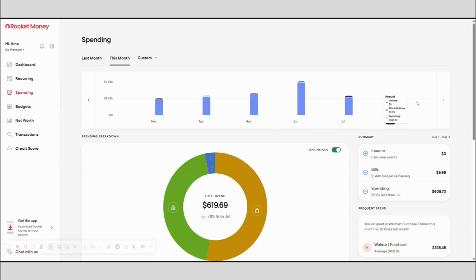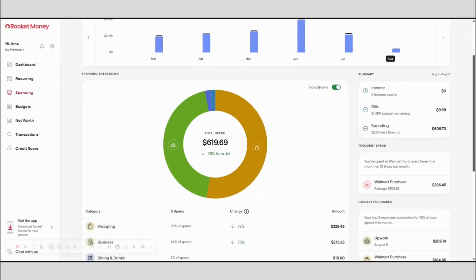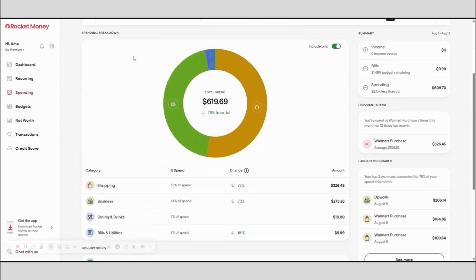Of course, this is just a demo account for me. It doesn't really show you everything that you would probably see more, because you should hopefully link all of your accounts. So this is where you get an overview of how you are tracking each month in terms of your spending. Now, right over here, you have your spending breakdown. This is where it's breaking down your spending by categories that you've kind of set for yourself. And I will show you guys how to set these categories here in a minute.